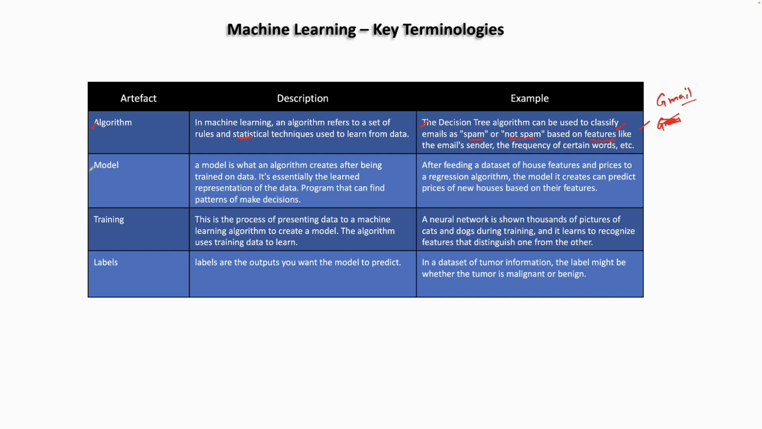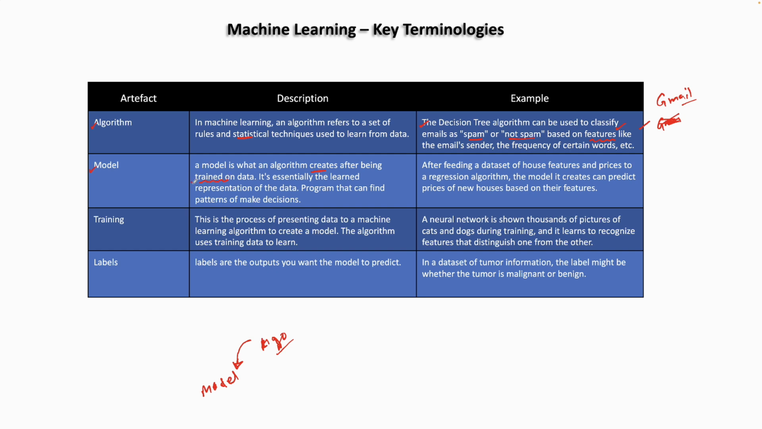Next comes the concept of a model, right? Again, model is what an algorithm creates. So always remember, a model is derived from an algorithm, right? So a model is derived from an algorithm. So a model is what an algorithm creates, right? After being trained on the data.